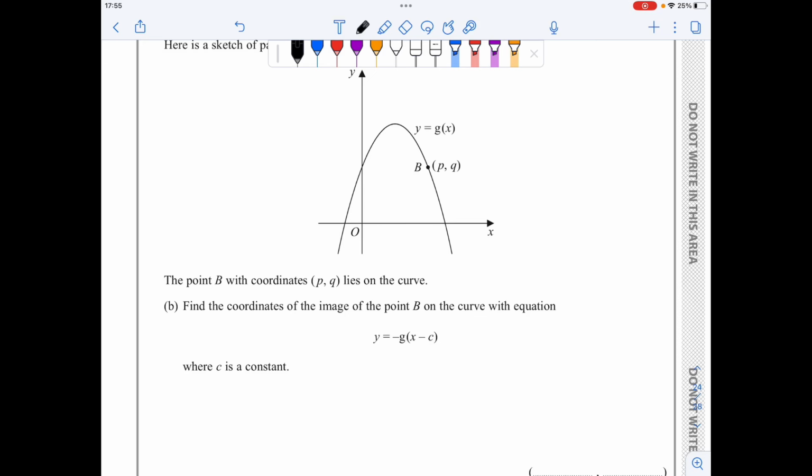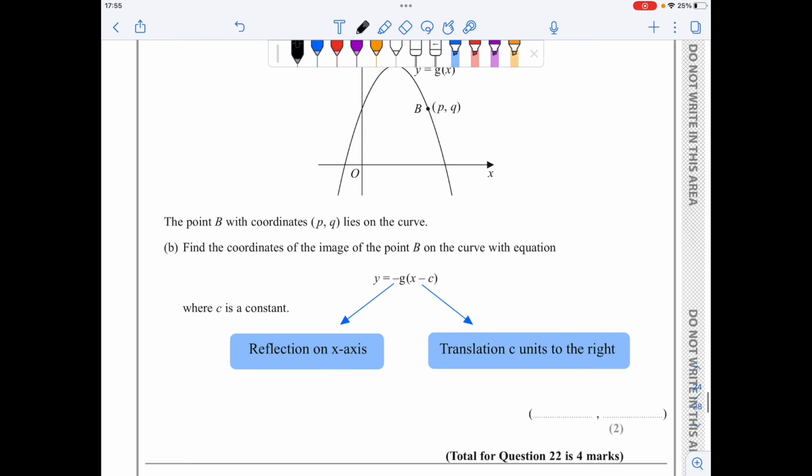The minus c inside the bracket is a translation of c units to the right. Hence, I will add c units to the x-coordinate and get p plus c. And I will change the sign of the y-coordinate. So from q, it will become minus q.